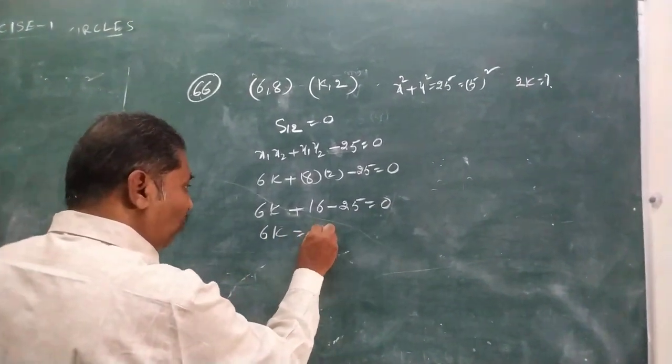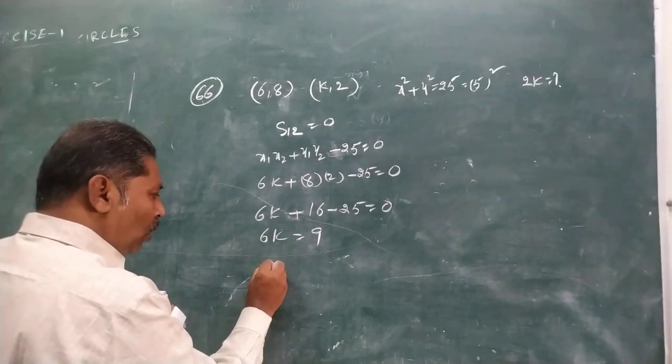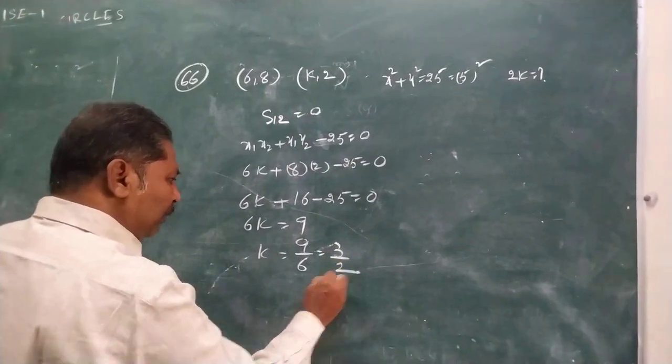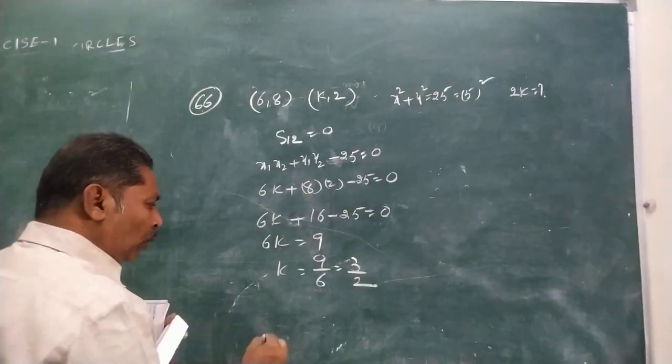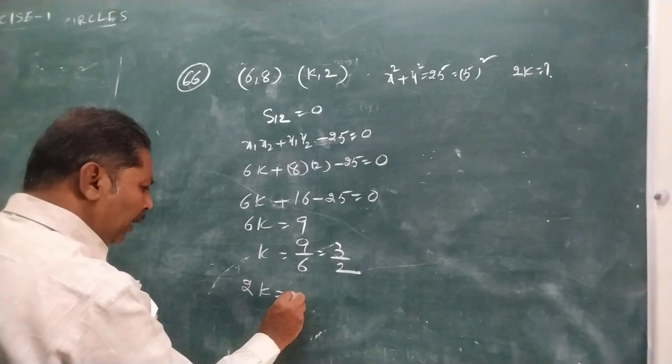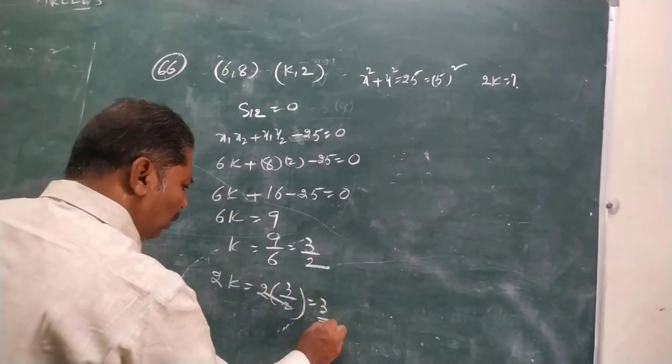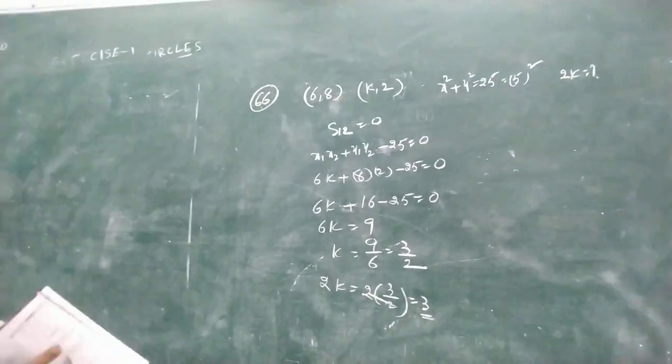6k equal to 9. So k equal to 9 by 6, 3 by 2. He wants the value of 2k. So 2k equal to 2 into 3 by 2. So that value is 3.